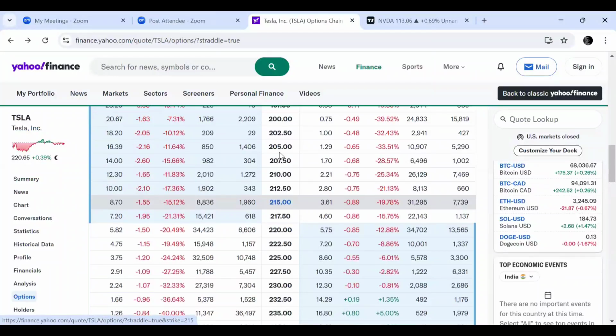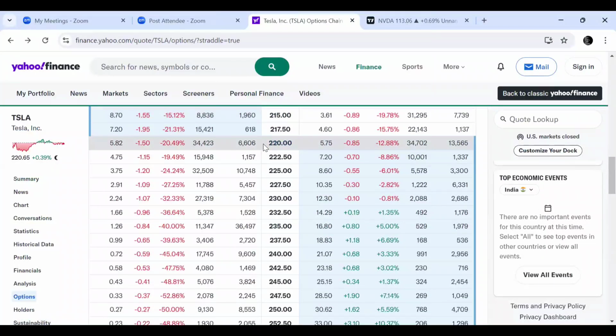So here again we need to see the range of this Tesla. Then I will see the contracts. At 222.50, there are 1,157 contracts. Again, somewhat less. Okay, here at $235, I'm seeing more lots, more contracts, approximately 36,500 contracts, on the call side.